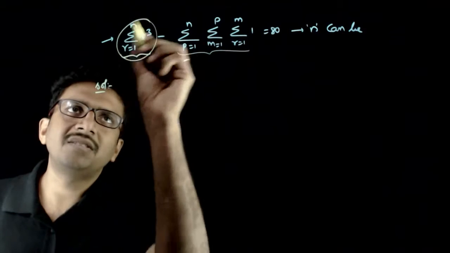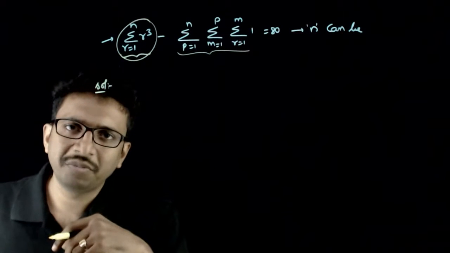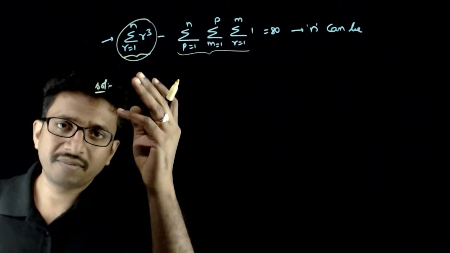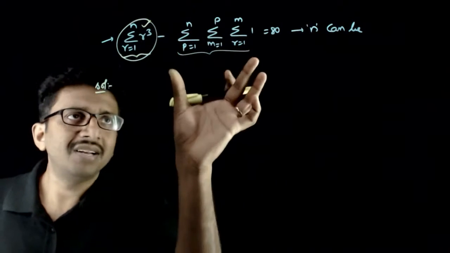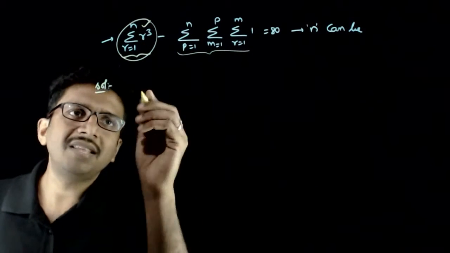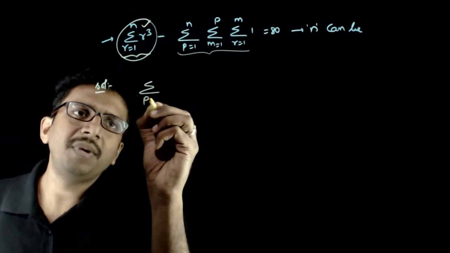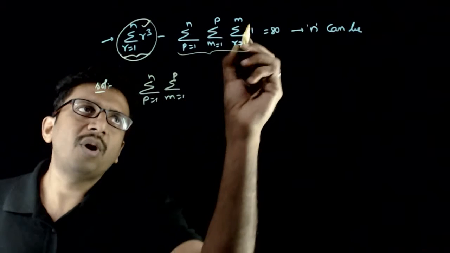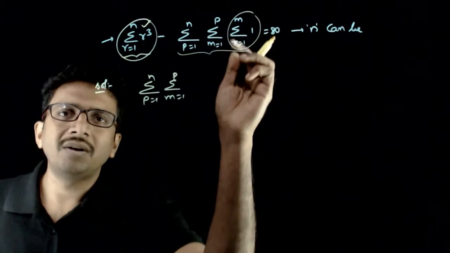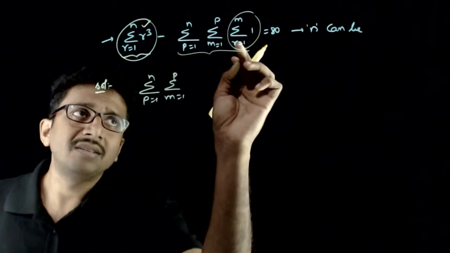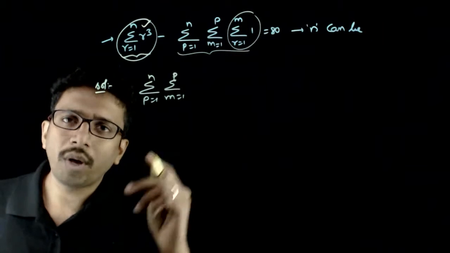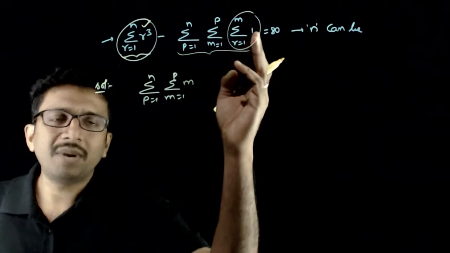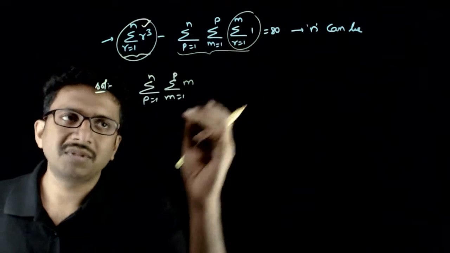So how do we solve this? This expression is very straightforward. This is sigma r cubed, that is n into n plus 1 by 2 whole squared. So this is very straightforward. Let's try to simplify this. The second term is sigma p from 1 to n, sigma m from 1 to p. So what is sigma r from 1 to m of 1? 1 plus 1 plus 1 and so on up to m times is m.